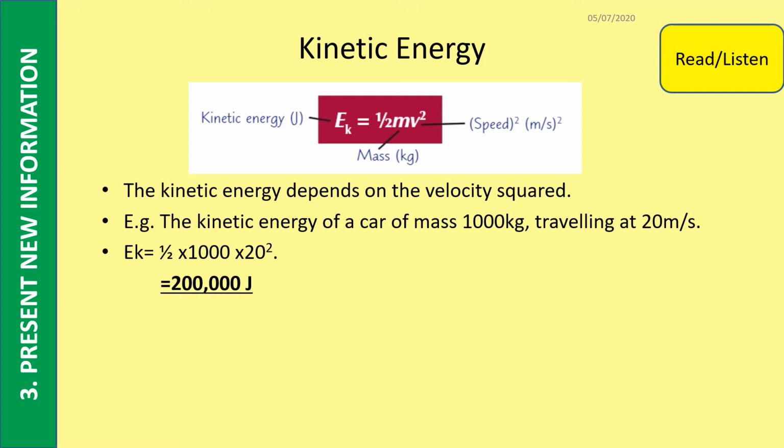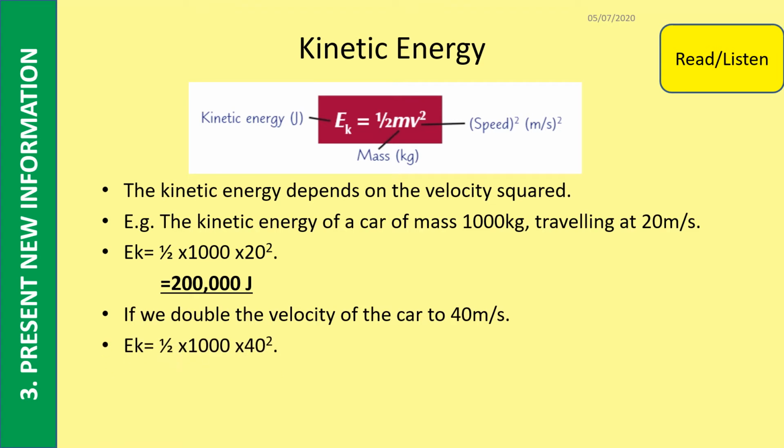Now, if we take the same car and double the velocity to 40 meters per second, and do the same calculation again, so it's a half times 1000 times 40 squared this time, the answer comes out to 800,000 joules. So we've doubled the speed, but the kinetic energy hasn't doubled. The kinetic energy has quadrupled because of that v squared term.